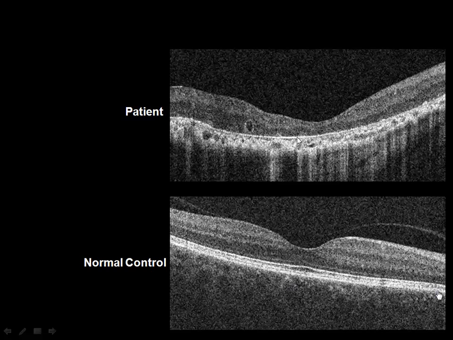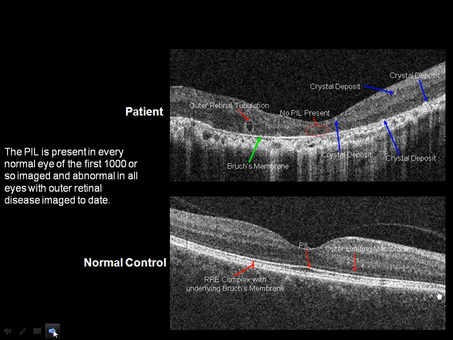But again, this patient has Bruch's membrane, and the retinal pigment epithelium above it is gone and the PIL is gone. So you can clearly see a major difference between a normal individual and a patient with one of these fairly severe retinal degenerations.